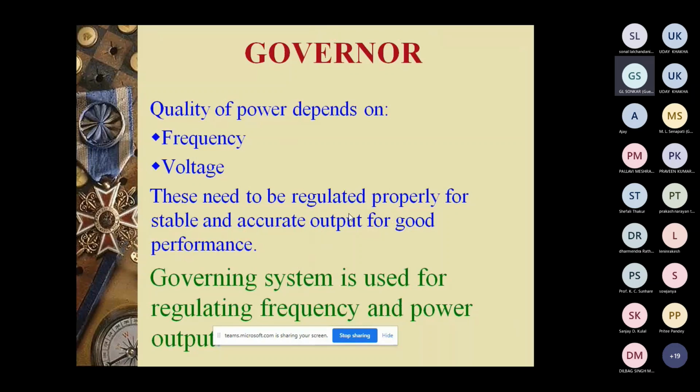Then the governor. The governing system is used for regulating frequency and the power output. The quality of power depends on frequency and voltage. This needs to be regulated properly for stable and accurate output for good performance. This is the human governor operator.